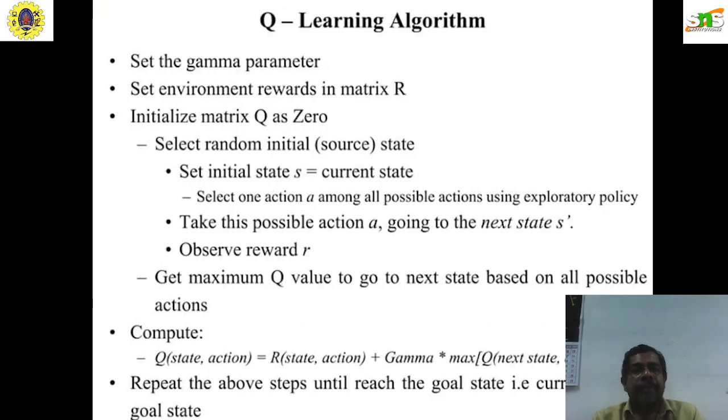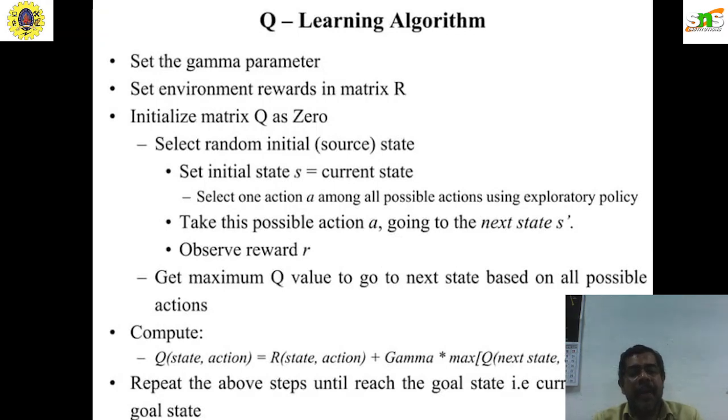Now let's quickly see the Q learning algorithm. First, we set the gamma parameter, set the environment rewards in matrix R, and initialize matrix Q as 0. Then select a random initial source state, set the initial state s equal to the current state, and select one possible action. Then go to the next state s, observe the reward and get the maximum Q. This is the sequence happening in the Q learning algorithm.